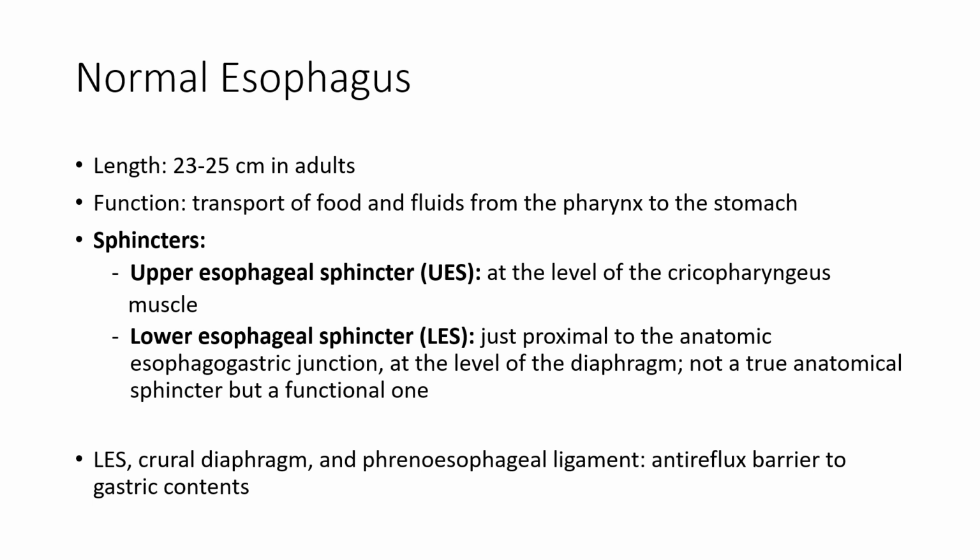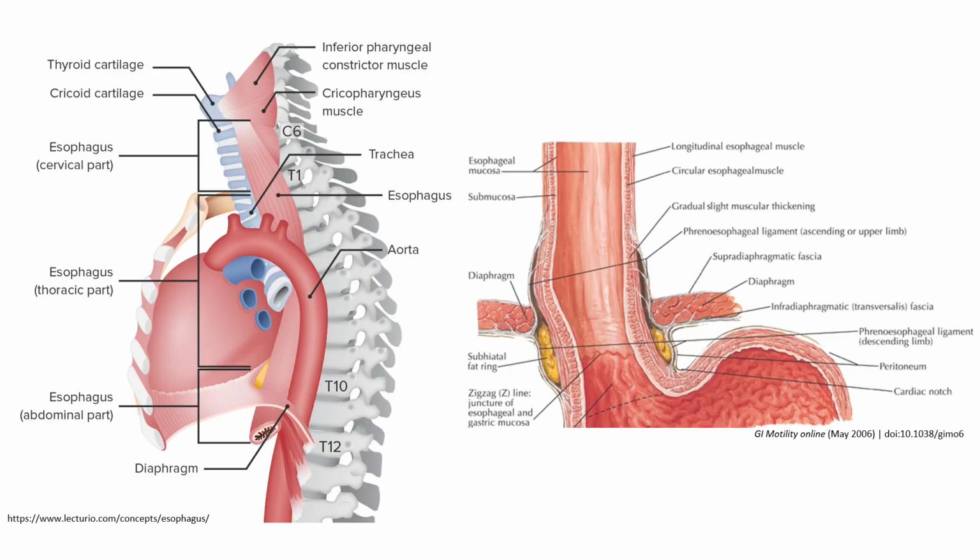The lower esophageal sphincter, crural diaphragm, and phrenoesophageal ligament function as an anti-reflux barrier to gastric contents. This slide describes the anatomic location of the esophagus. As we can see, it is located behind the trachea and the heart and in front of the spinal column. The esophagus passes through the diaphragm through a hiatus. A hiatus is an opening before it enters the stomach.